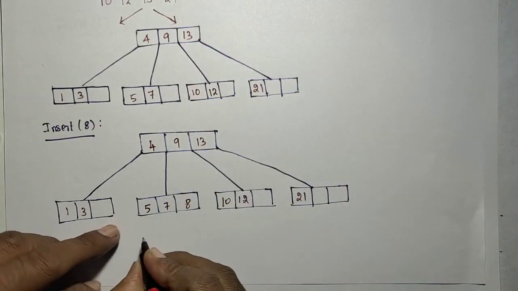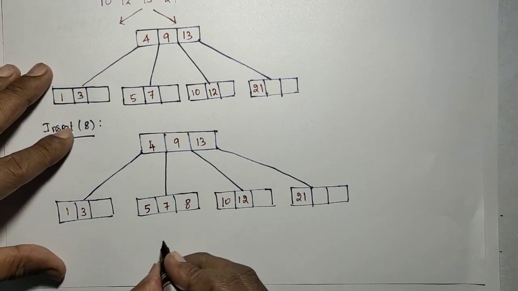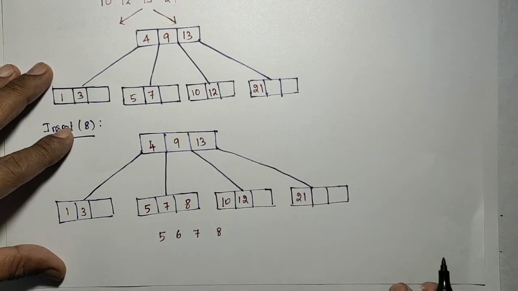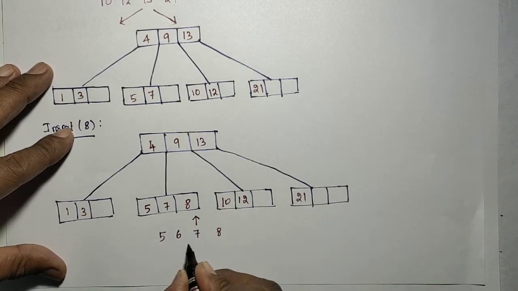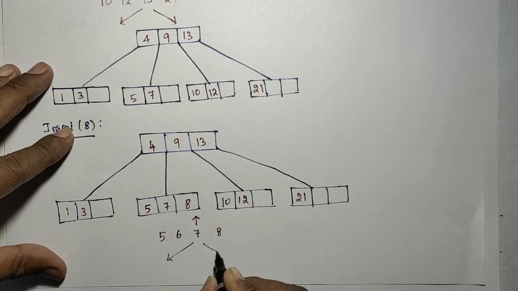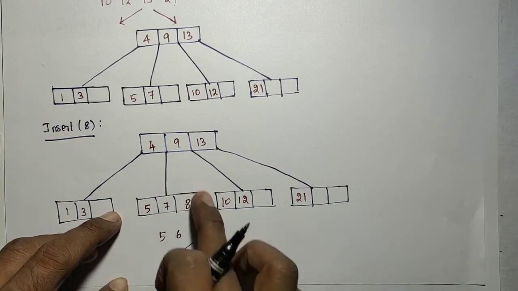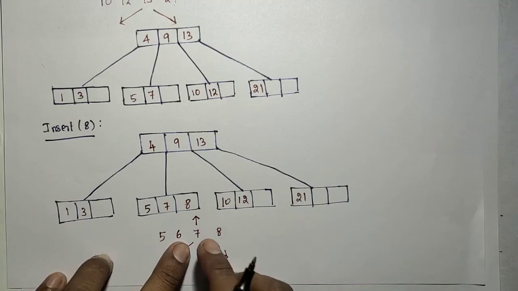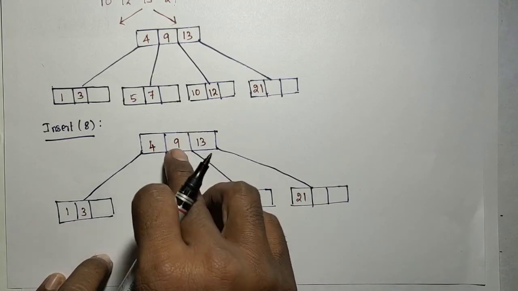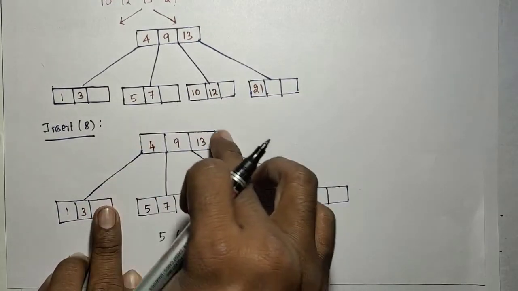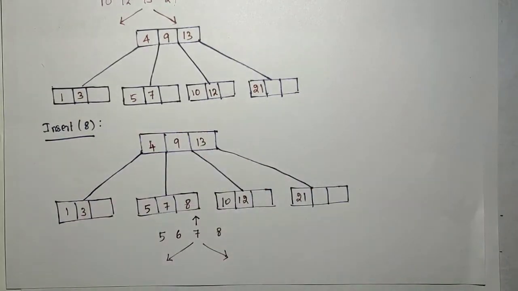Okay, so the 5, 7 and a new element 6, 7, 8 will be written like this, and then the 7 will be moved to the previous level, and left of the 7 and right of the 7 will be 5, 6 and 8. Okay, so the split occurs at this level like this. Next, the 7 will be moved there. When the 7 is moved there, there is no space available for the 7 in the previous level, the parent is this one. When there is no space available, again we need to make a split.